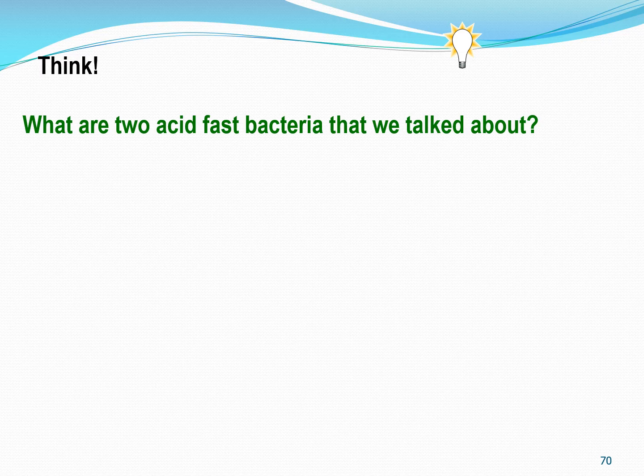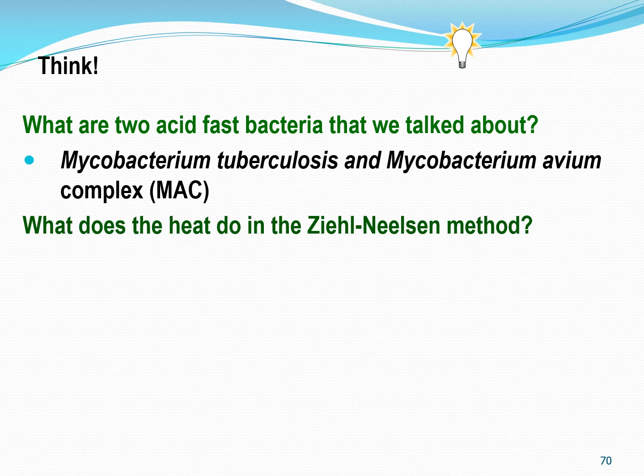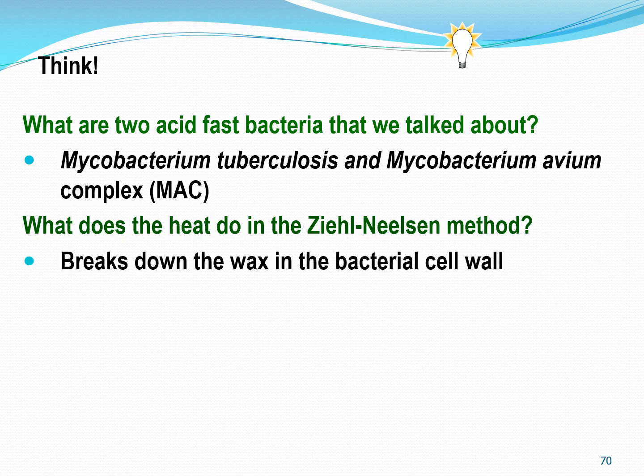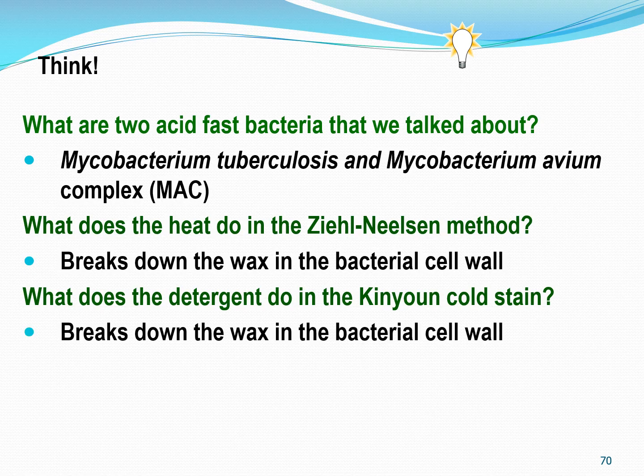What are the two acid-fast bacteria that we talked about? Mycobacterium tuberculosis and Mycobacterium avium complex, MAC, right? So we talked about both TB and MAC. So what does the heat do in the Ziehl-Neelsen method? It breaks down the wax in the bacteria cell wall. And what does the detergent do in the Kinyoun cold stain? It breaks down the wax in the bacteria cell wall.